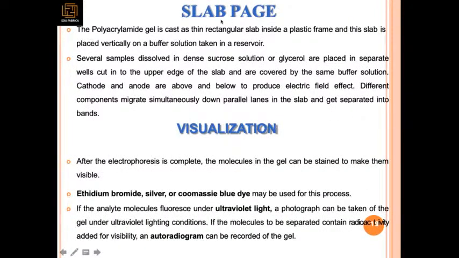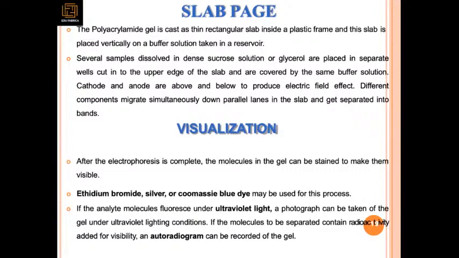Then there is slab PAGE. In this, your gel is cast as a rectangular slab inside a plastic frame, and this slab is placed vertically in buffer solutions taken in reserve. It's like the Western blot we do in normal cases.